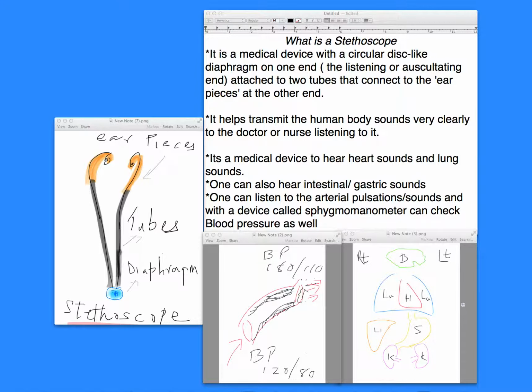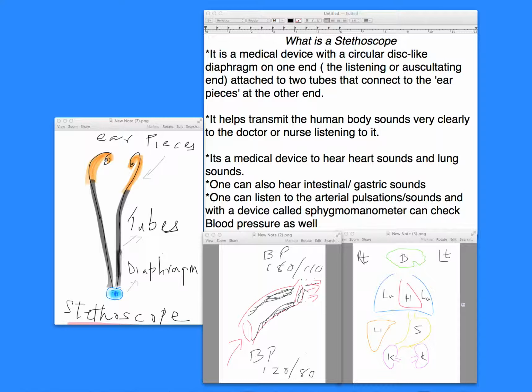Okay, so let's see now. It's a medical device with a circular disc-like diaphragm on one end, like I said, which is the listening device. This area is placed on the chest, or it's placed on the lungs on either side or on the heart. And one can hear the heart sounds. One can hear you breathing in and out. You can also place this diaphragm end towards your tummy. And on the tummy, you could hear the stomach sounds or the gastric sounds, or you can hear the intestinal sounds.